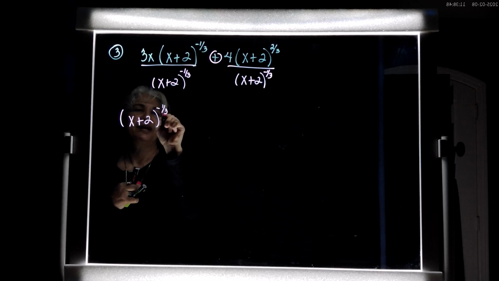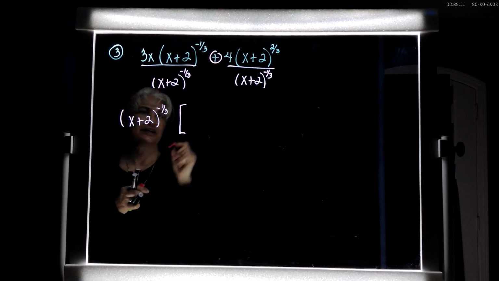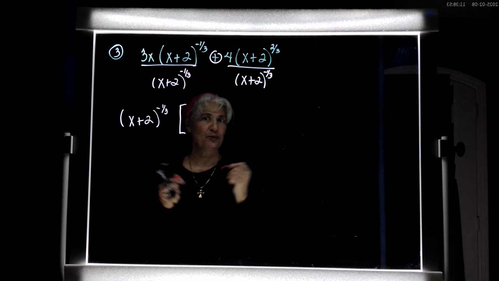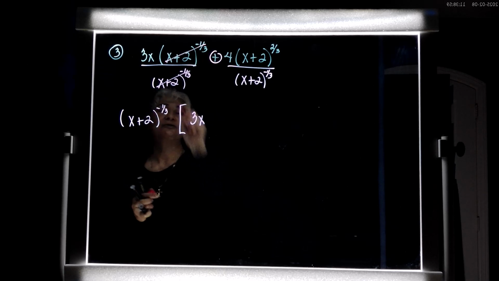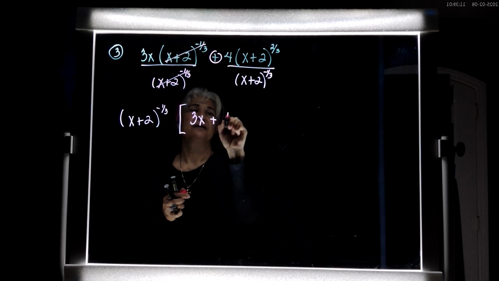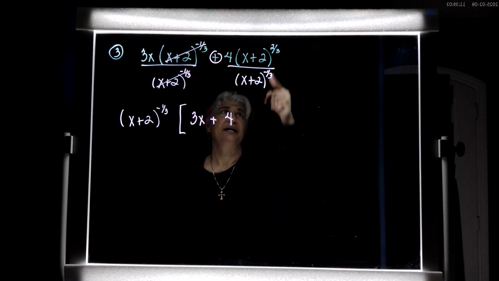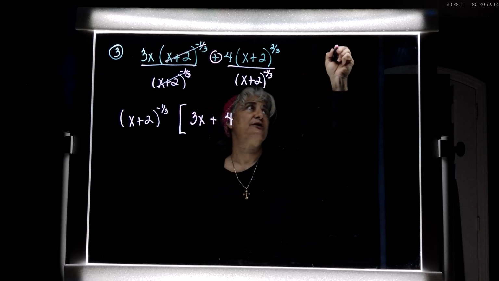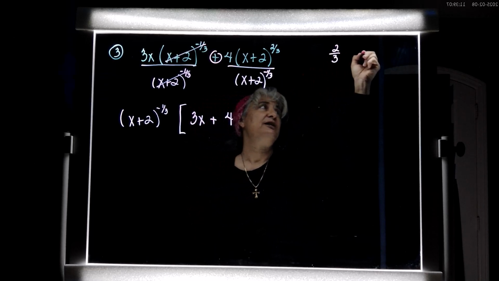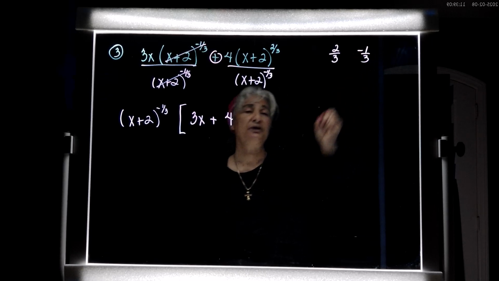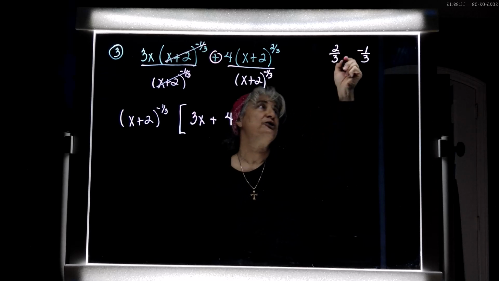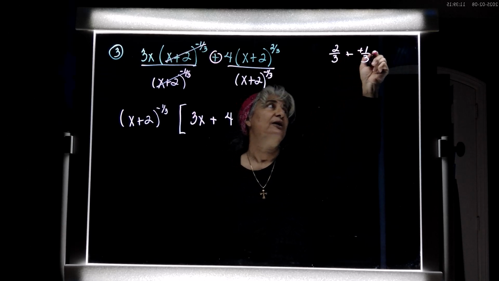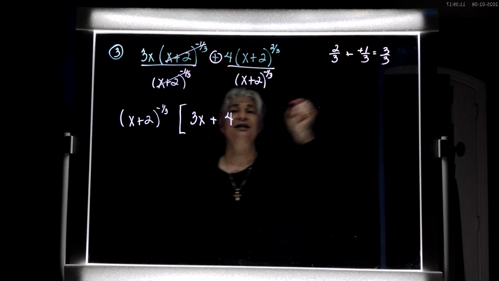So, factoring out x plus 2 to the power of negative 1/3. So, tell me what remains. Good. Definitely have the 3x on the first term. These drop out. Plus. Definitely have the 4. And now I have these exponents. The numerator is 2/3. The denominator is negative 1/3. And what do you do when you divide the exact same bases? You subtract the exponents. Aha! Loving it.